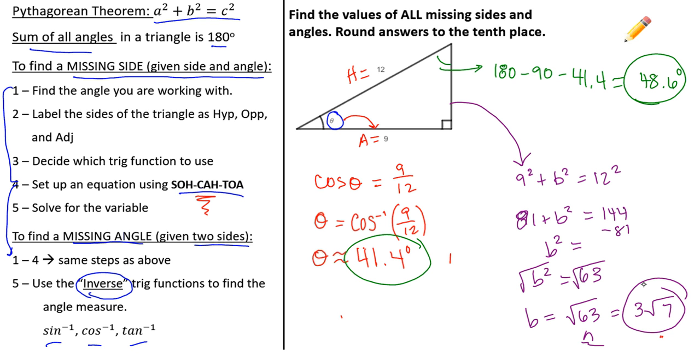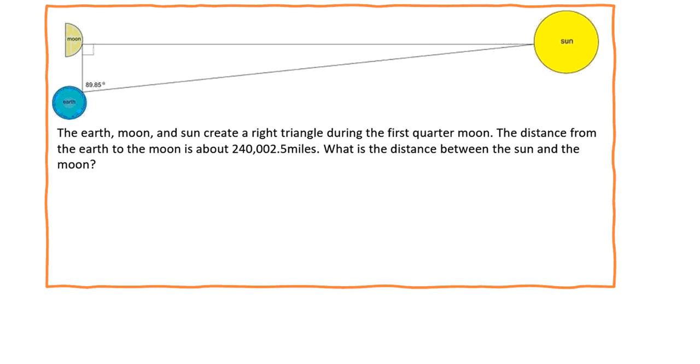Okay, so using those tools, now we can apply it to actual problems. For example, this one shows the Earth, the Moon, and the Sun create a right triangle. They drew that in for us. The distance from the Earth to the Moon is about 240,002.5 miles. That's funny, why'd they put the 0.5? Couldn't they just round it? I mean, that's a huge number, but whatever.